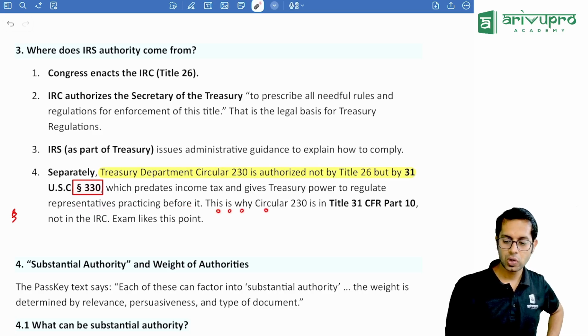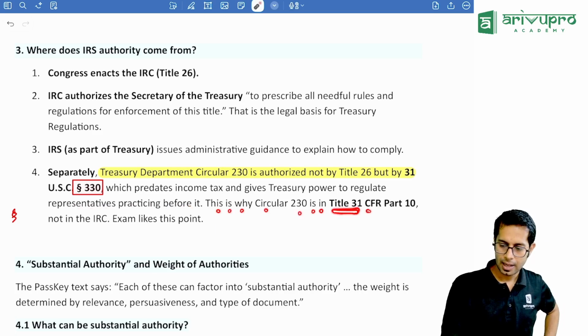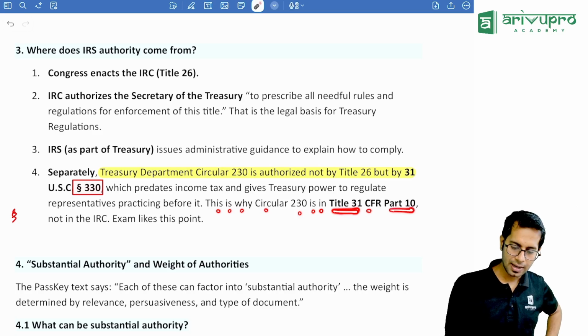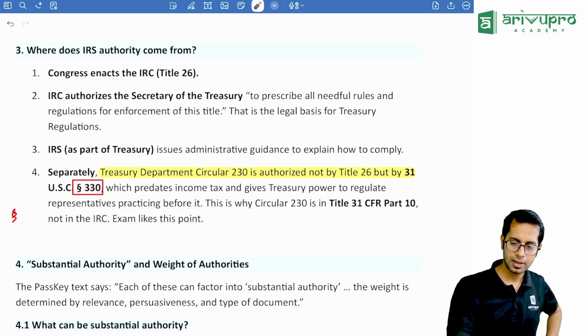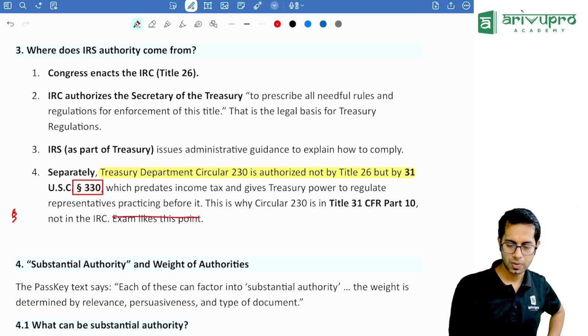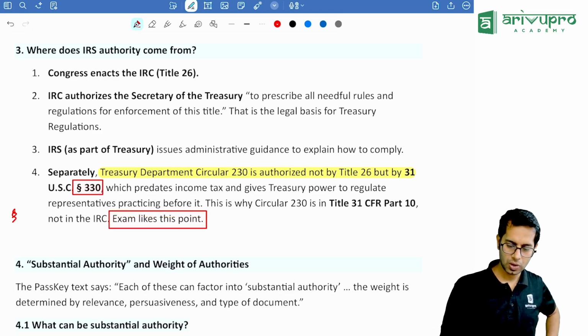This is why Circular 230 is in Title 31 CFR Part 10 and not in IRC. Exam will test this point. Okay, so this is something which you have to know. Normally in the exam they test this point, this circular number.